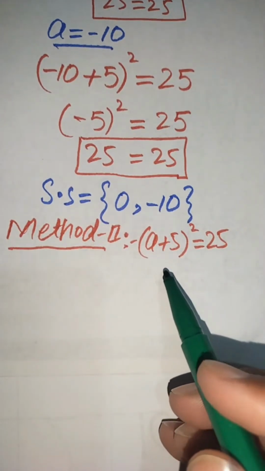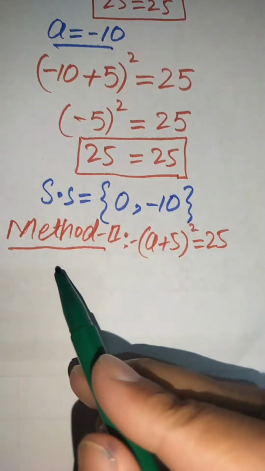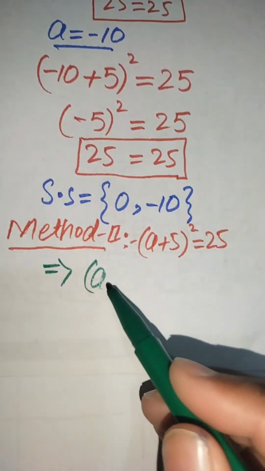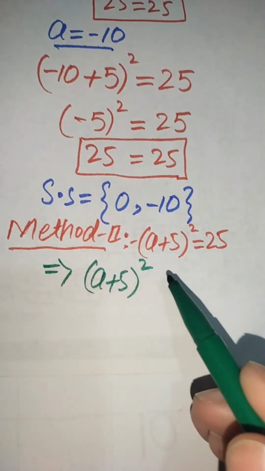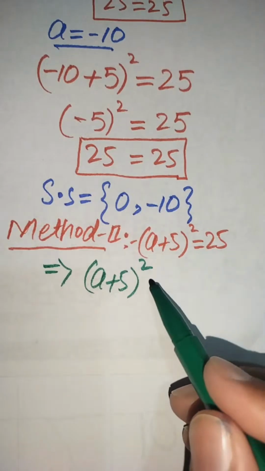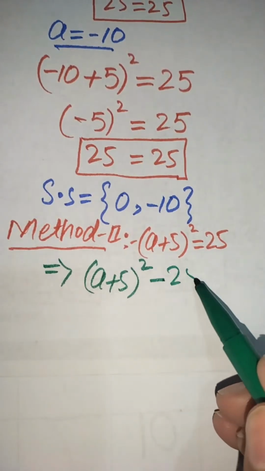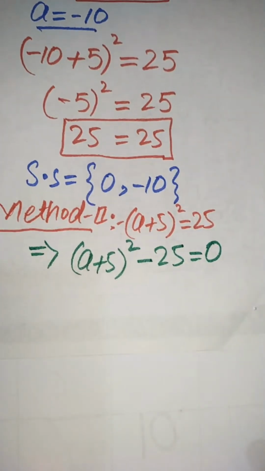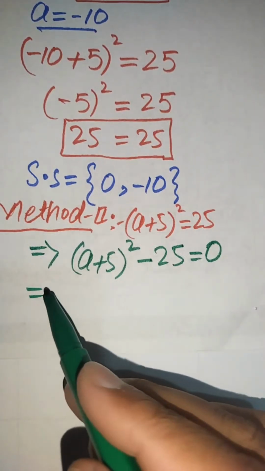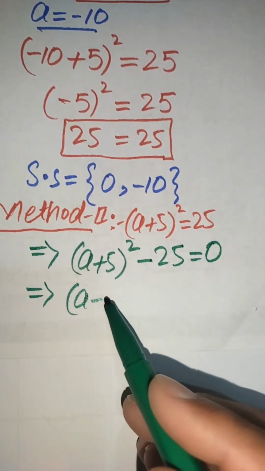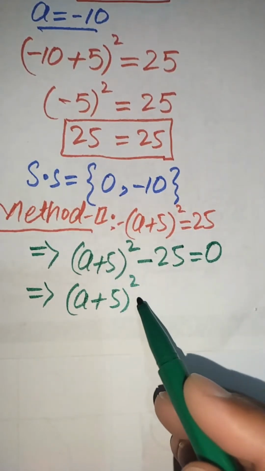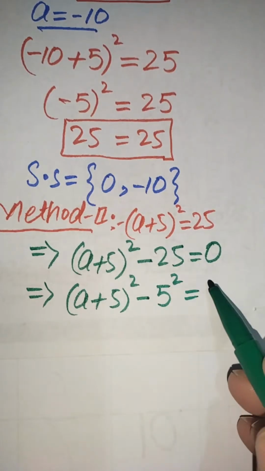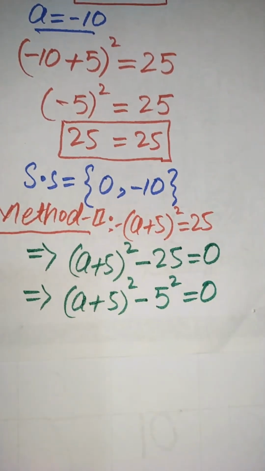So here we first rewrite this equation. For this we move this 25 to the left hand side, and it will be written as (a + 5) whole square. This is positive 25; when we move it to the left hand side it becomes negative 25, and this whole equation is equal to 0. Here we again rewrite this equation as (a + 5) whole square minus, we write this 25 as 5 square, and this whole equation is equal to 0.